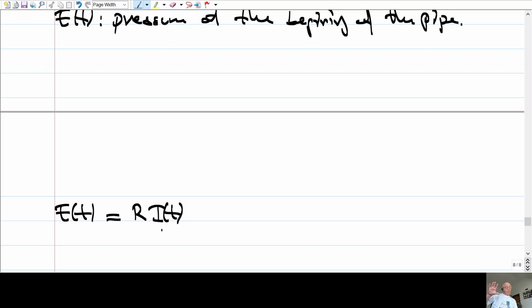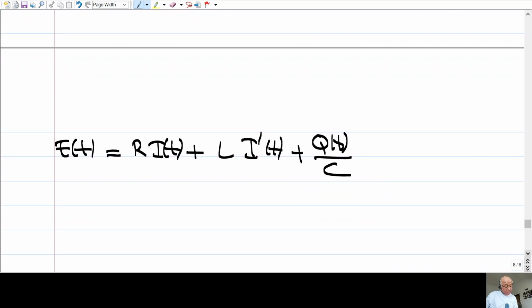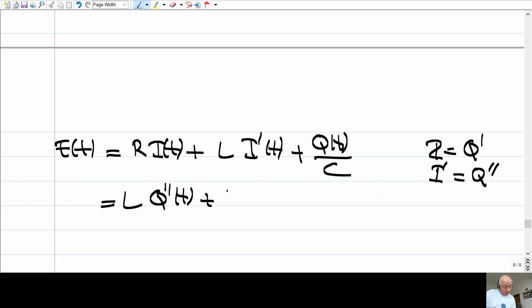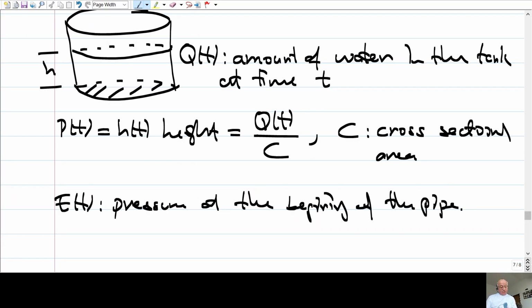So the rate at which the water flows, the velocity of the water, and then we have L times plus Q divided by C. So this is L times Q double prime, because I is nothing but Q prime, so I prime is just Q double prime, and then I have R times Q prime plus 1 over C times Q. Okay, so again we have an RLC circuit, nothing but an RLC circuit.